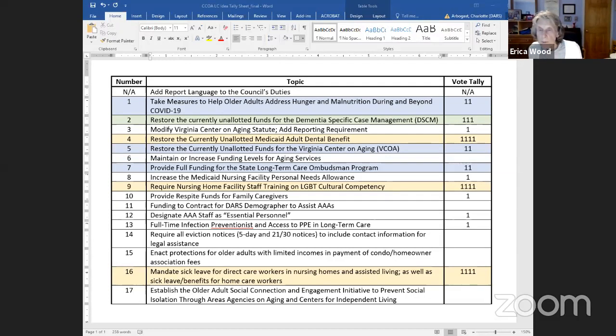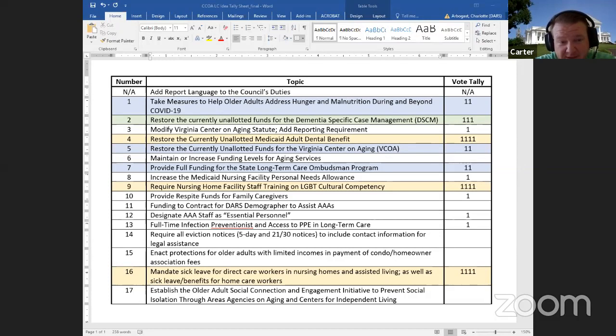There was only one item that received 3 votes, and that was to restore the currently unallocated funds for dementia-specific case management. Carter, did you want to comment on that? Sure. So for years, the Alzheimer's community has been working on dementia-specific case management for its population. We have done it through a series of ACL grants and collected data, and lo and behold, we got the Assembly to start a pilot for us during this last session, and then COVID comes in and punches me in the gut, and we lose the funding.